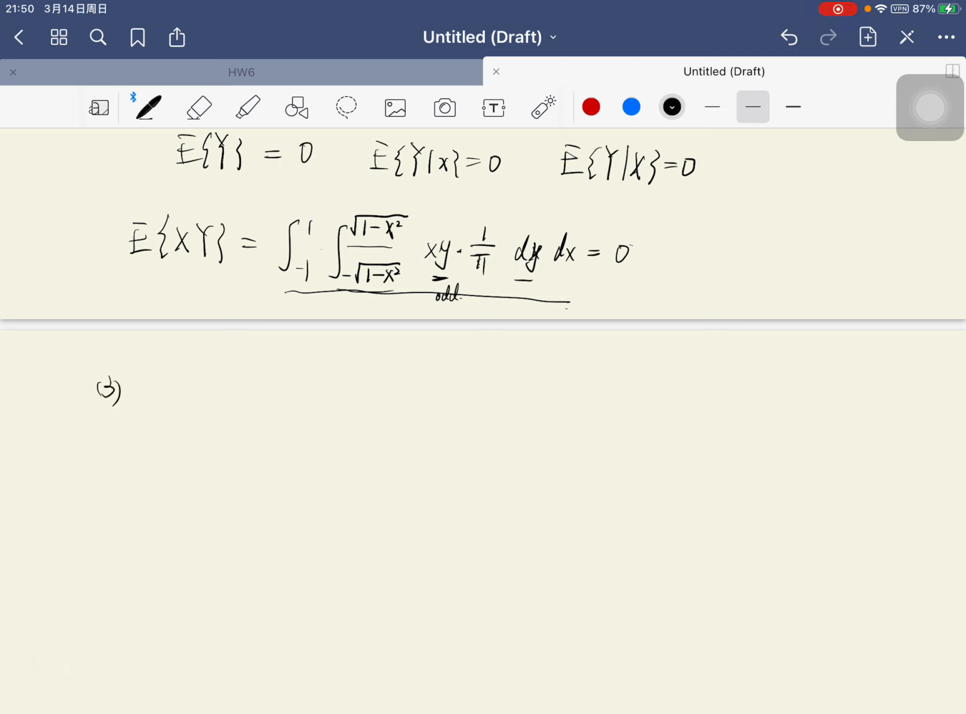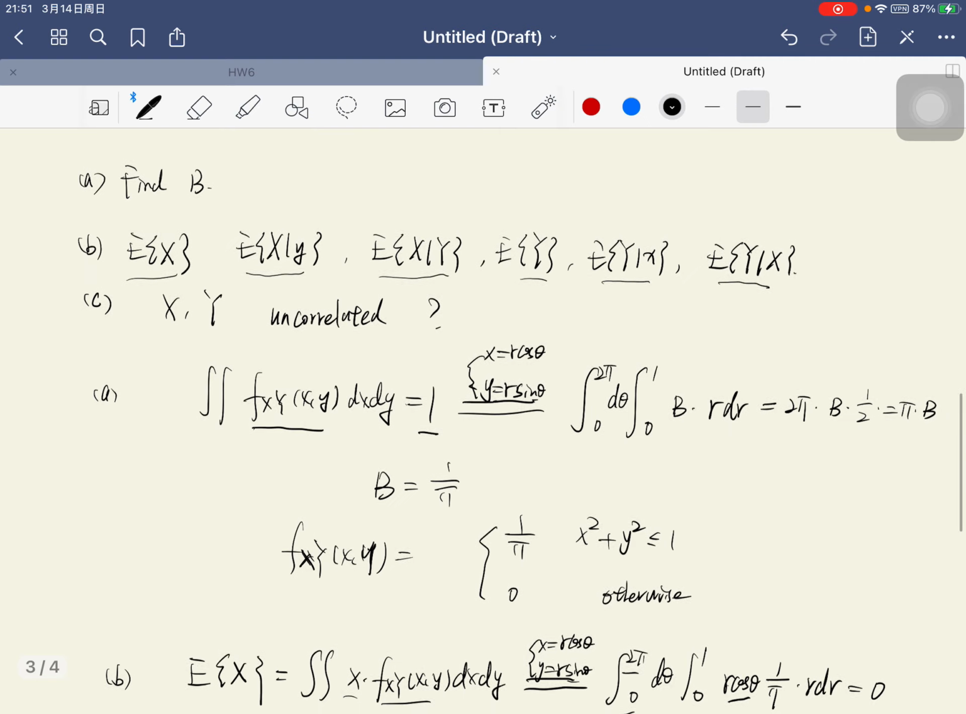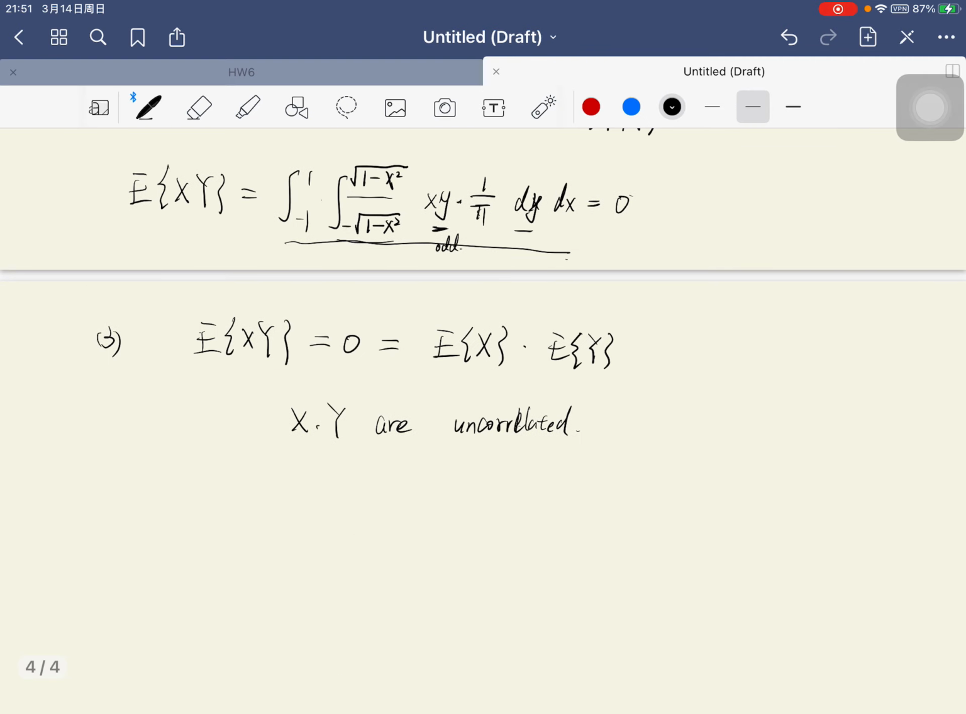And for question 3, the expected value of X times Y is equal to 0, which is equal to the expected value of X times the expected value of Y. So X and Y are uncorrelated. We could prove that they are uncorrelated. That's all. Thank you.